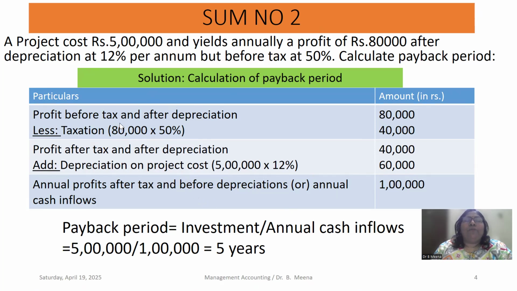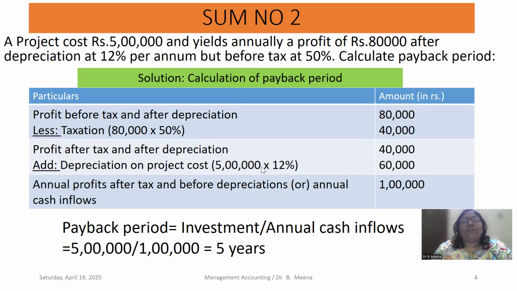Profit before tax and after depreciation, as per the problem, is 80,000. So I need to deduct the tax first of all. The tax percentage is 50%, which on 80,000 comes to 40,000. So the balance 40,000 is the profit after tax and after depreciation. So I need to add the depreciation.